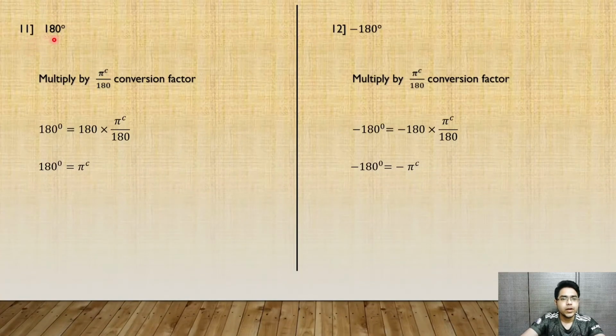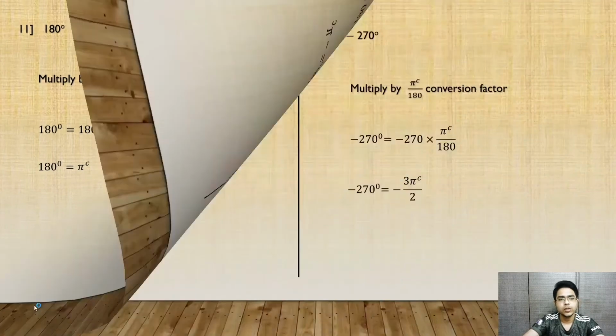Here for 180 degree, the value will be equal to 180 into pi by 180. Hence 180 and 180 will get cancelled, and we'll get 180 degrees is equal to pi radian. And for negative 180 degrees, same as it is, negative 180 degree is equal to negative 180 into pi by 180. Here 180 and 180 will get cancelled, and we will get the final answer, negative 180 degrees will be equal to negative pi radian. Now turning to the next slide.